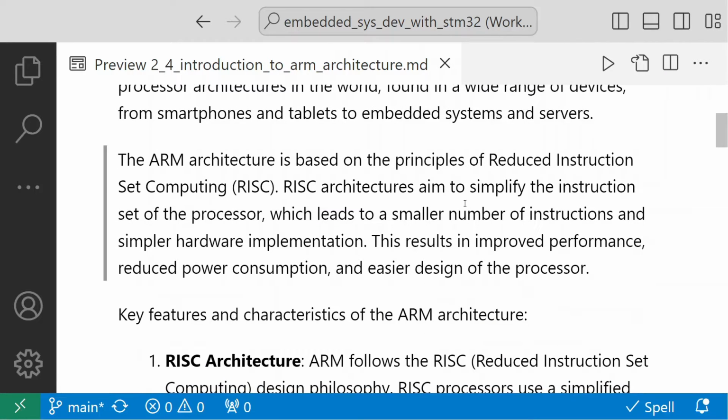ARM architecture is based on the principle of reduced instruction set computing, that's RISC. RISC architectures aim to simplify the instruction set of the processor, which leads to a smaller number of instructions and simple hardware implementation. This results in improved performance, reduced power consumption, and easier design of the processor.